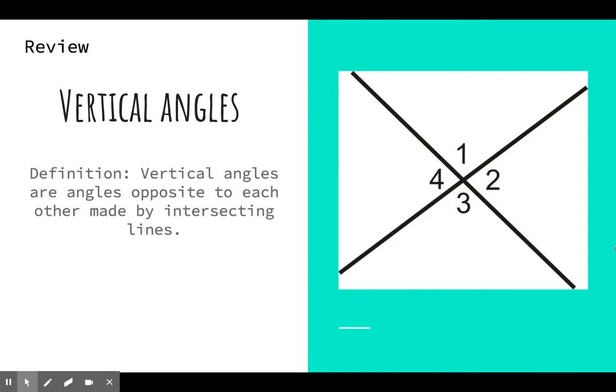Vertical angles are angles opposite to each other made by intersecting lines. So we know that they are going to be opposite to each other. So I can see that 1 and 3 are opposite to each other, 2 and 4 are opposite to each other. So we can say that angles 1 and 3 are vertical angles, and angles 2 and 4 are vertical angles. And what we know about vertical angles is that they are equal. So the angle made here is going to be equal to the angle made here. And the same with 2 and 4.